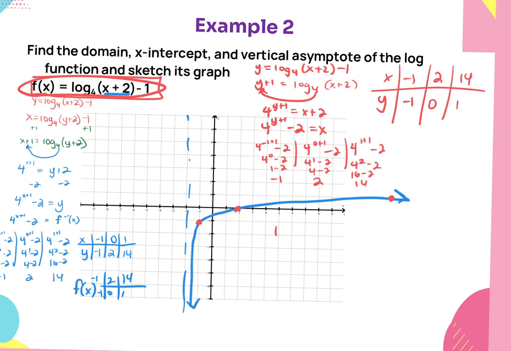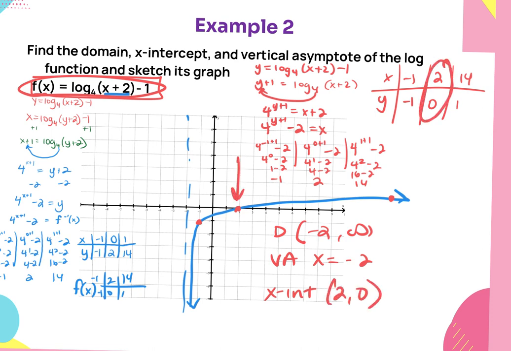All right, what's domain? Good. What's your vertical asymptote? Oh, I skipped one, but what's your vertical asymptote? X equals negative 2. What's your x-intercept? It's the middle point of your graph if you do negative 1, 0, 1.